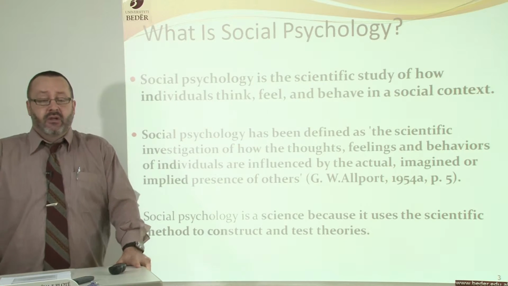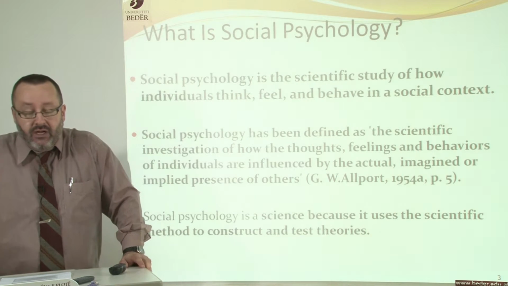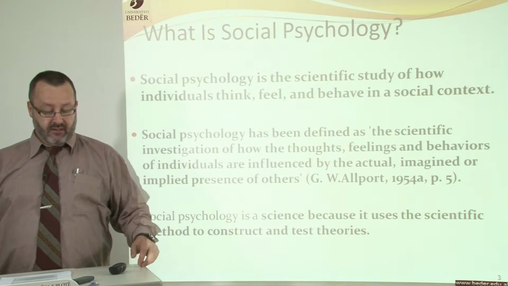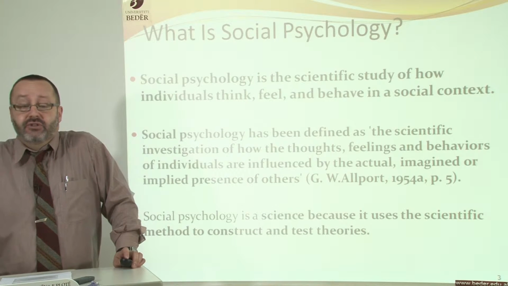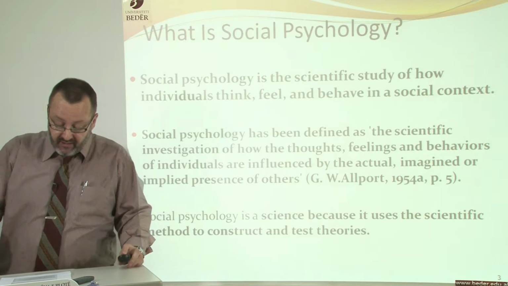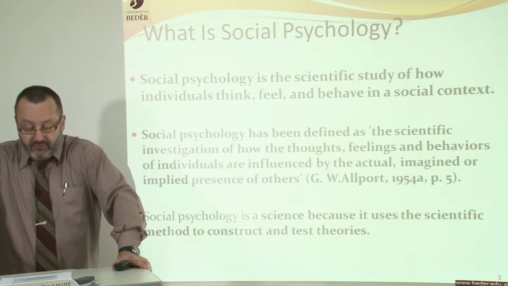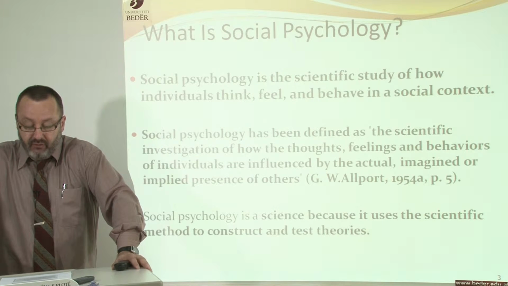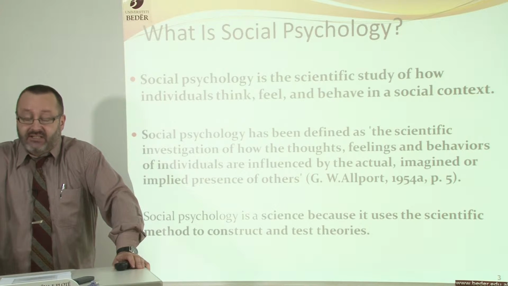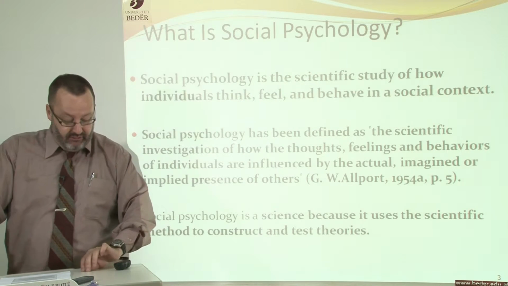And for those of you who've taken a broad section of liberal arts courses, this is kind of the difference between sociology and anthropology. We're interested in talking about social groups and their effect on the individual or individuals. In this case, we might be talking about a family or a group of friends, a group of classmates, for example, and how the particular society around them affects their responses to certain stimuli. And the third point here, social psychology is a science because it uses the scientific method to construct and test theories.